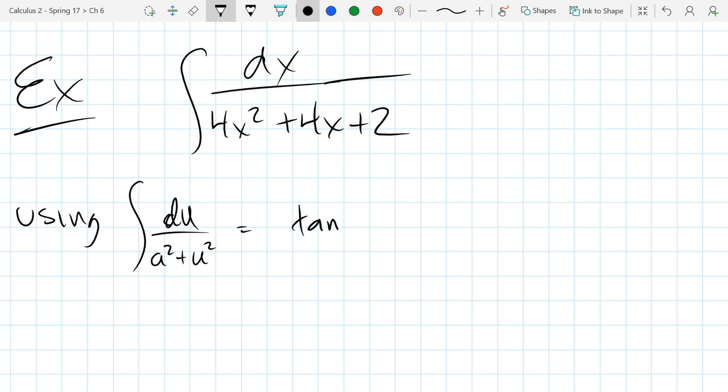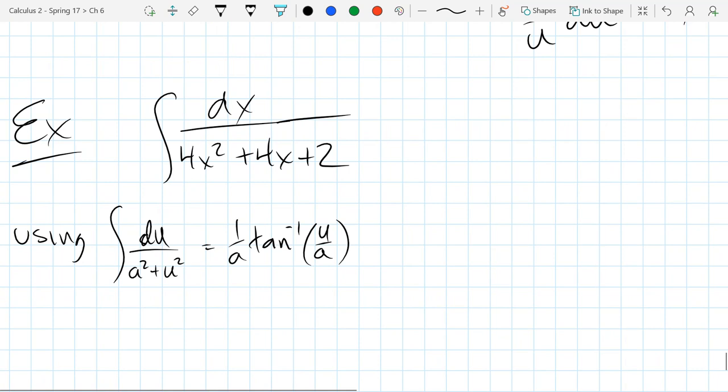Equals 1 over a tan inverse. Is there absolute value on the tangent? No. All right, so just tan inverse u over a. All right, what is in our way, what is preventing us from using this? 2.